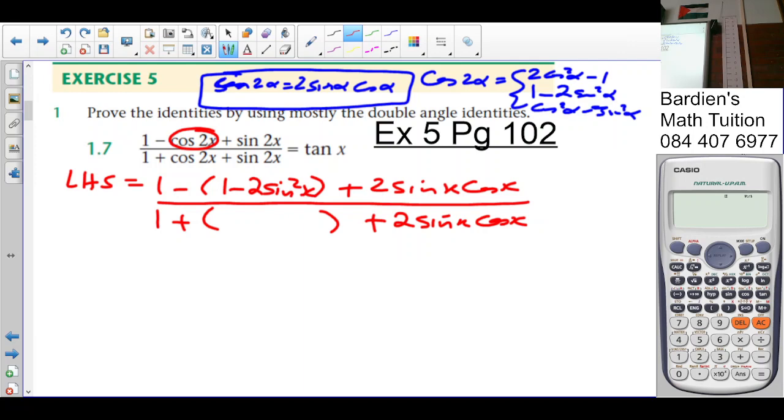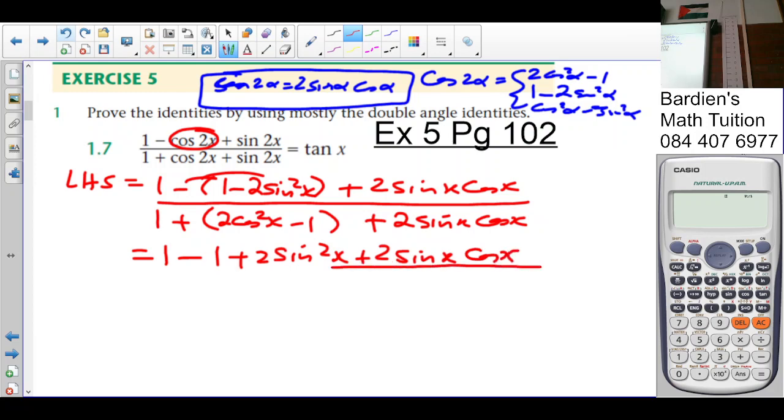In the denominator? 2 cos squared x minus 1. I didn't need the bracket in the denominator. Could I cancel this here? You all agree with that? No, sir. No? Why? There's pluses between. It's more than one term in the numerator and denominator. So we're going to get rid of the bracket, so it's 1 minus 1 plus 2 sine squared x plus 2 sine x cos x over 1 plus 2 cos squared x minus 1 plus 2 sine x cos x.